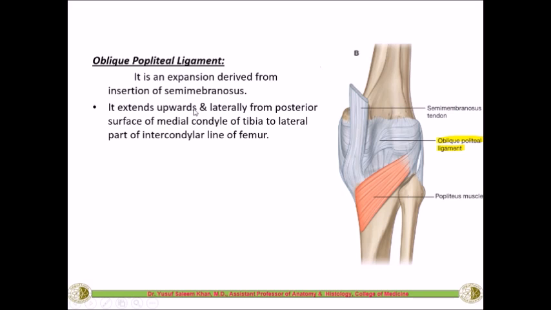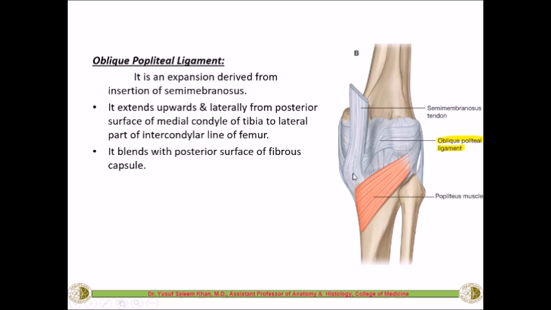The oblique popliteal ligament will extend upwards and laterally. If you can see here, it will be extending upwards and laterally from the posterior surface of the medial condyle of the tibia to the lateral part of the intercondylar line of the femur. So it is almost attached to the fibrous capsule.